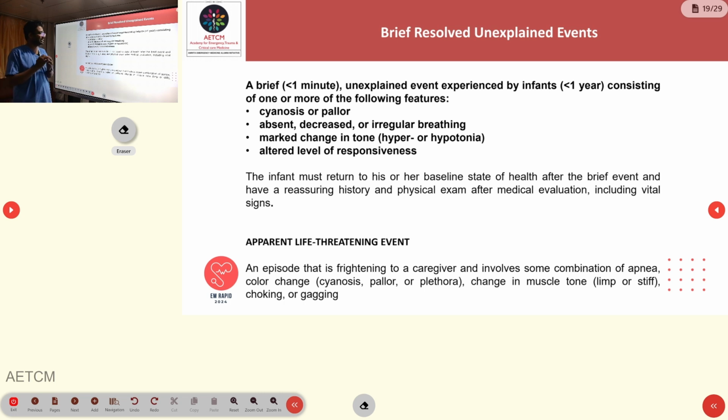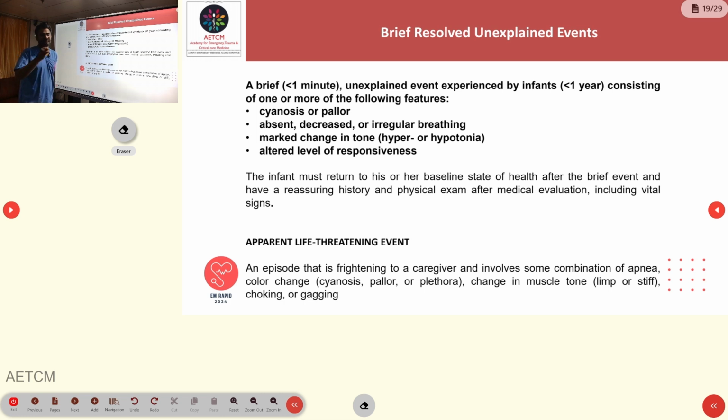A brief unexplained event in infants consisting of some of the features that include cyanosis or pallor, then absent or decreased or irregular breathing along with marked change in tone of the baby, that is hyper or hypotonia, and altered level of consciousness. So we will once again go ahead with the definition.